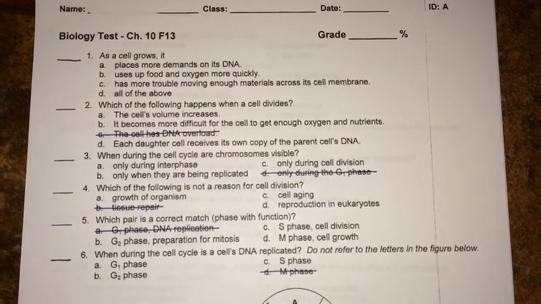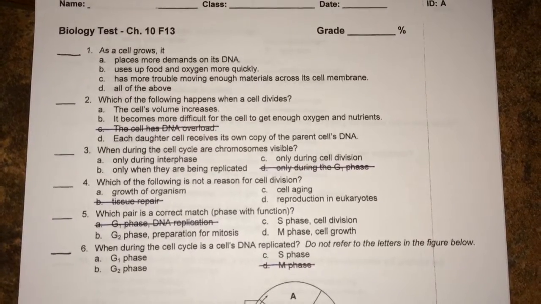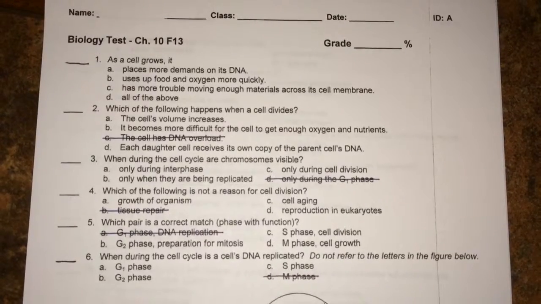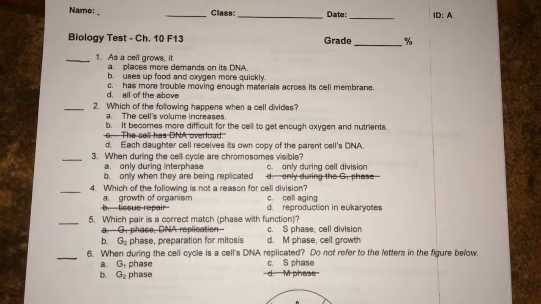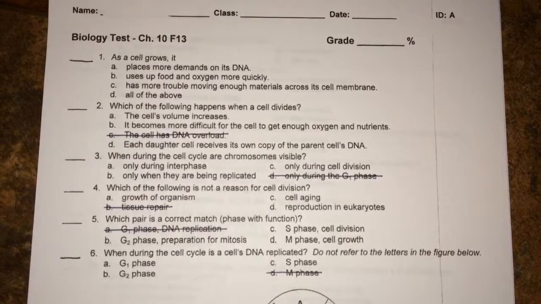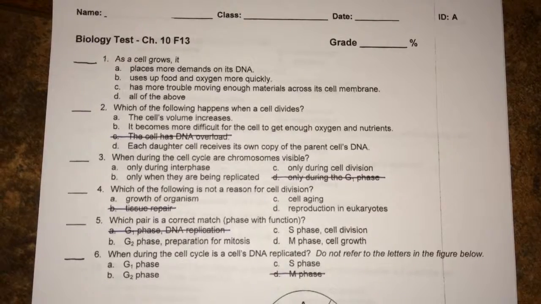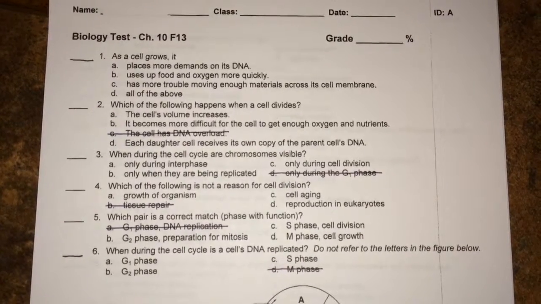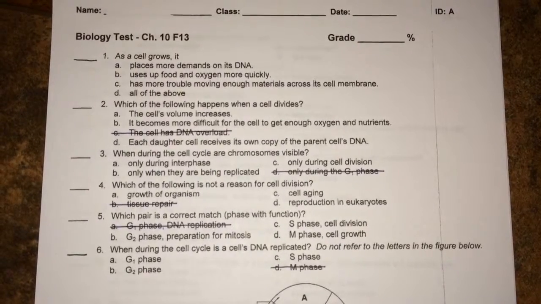Number 6, when during the cell cycle is the cell's DNA replicated? Don't look at the picture below for this question. So when during the cell cycle is the cell's DNA replicated? A, in the G1 phase, B, in the G2 phase, or C, in the S phase?